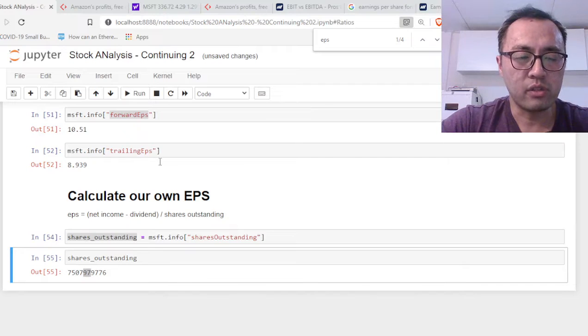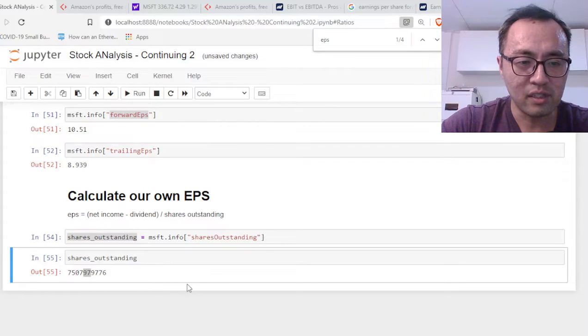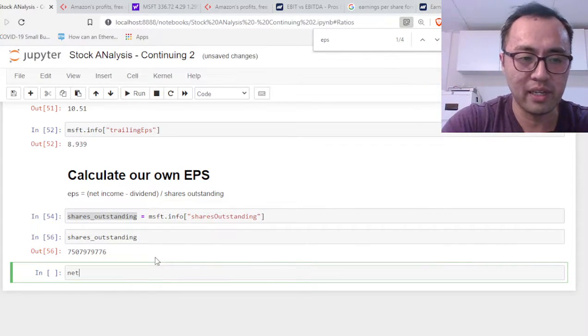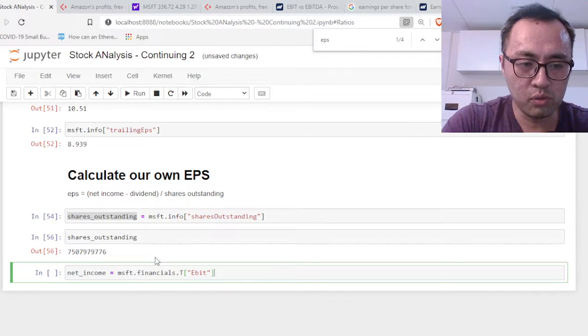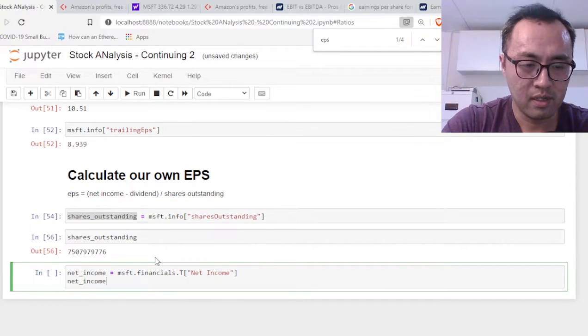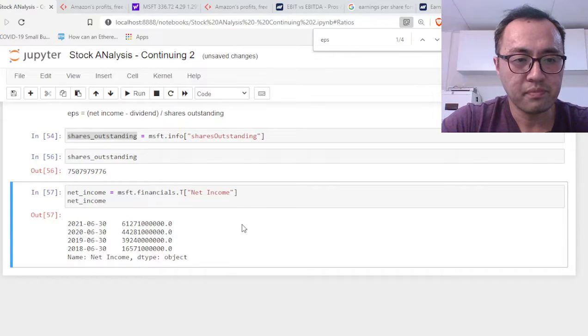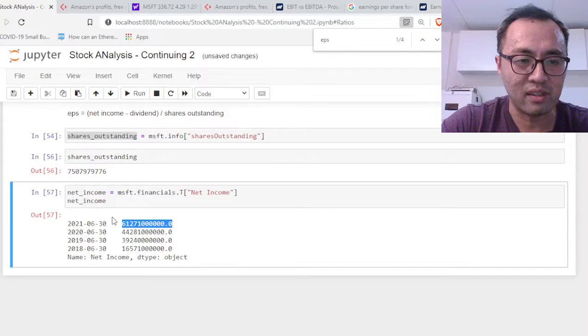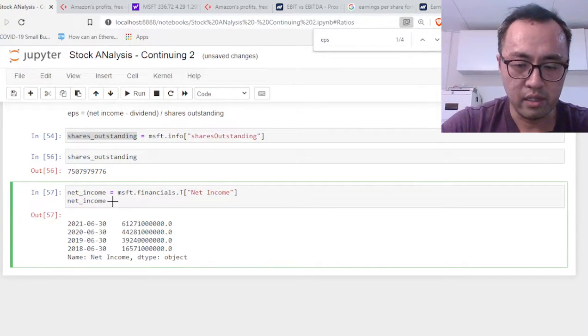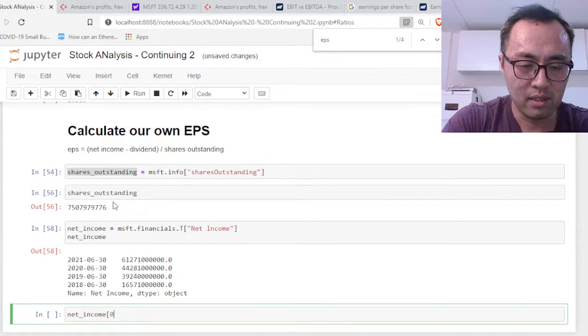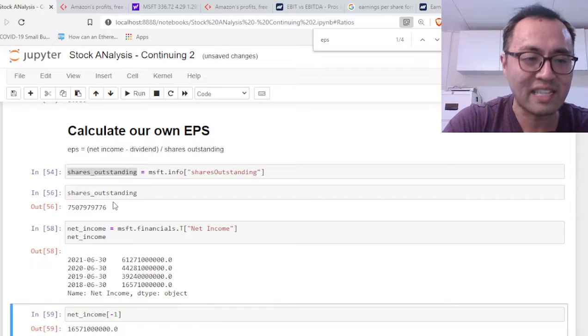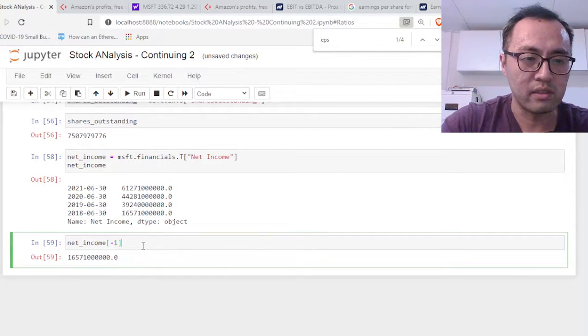Okay, so let's calculate. Let's use the net income. Net income equals, it should be income, right? Make sure we have the right one there. That's our net income. But remember, it's 2021, so we don't want the whole thing. We want just the latest one. So the way we're gonna get that is just saying net income bracket minus 1. That means get the last one. Sorry, get the most recent.